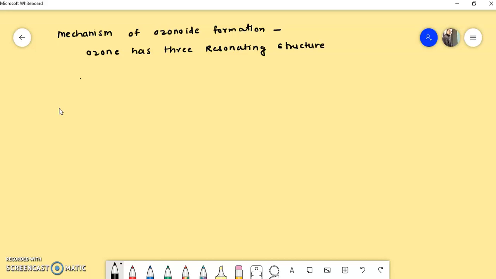Remember, oxygen always has two valency. So oxygen double bond, oxygen single bond, oxygen. Now here this oxygen will carry positive charge, this will carry negative charge. Similarly, we can draw like this. Now these two will have a double bond, so this will carry positive charge, this will carry negative charge, or the structure will be like this also.